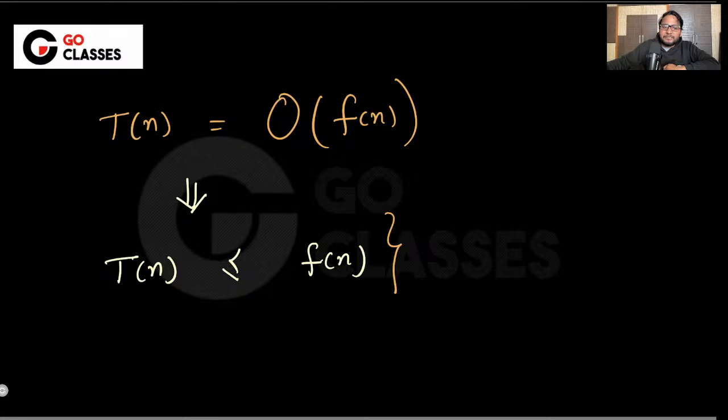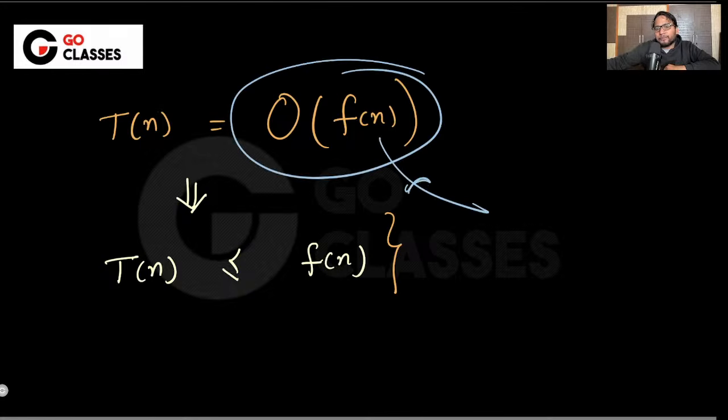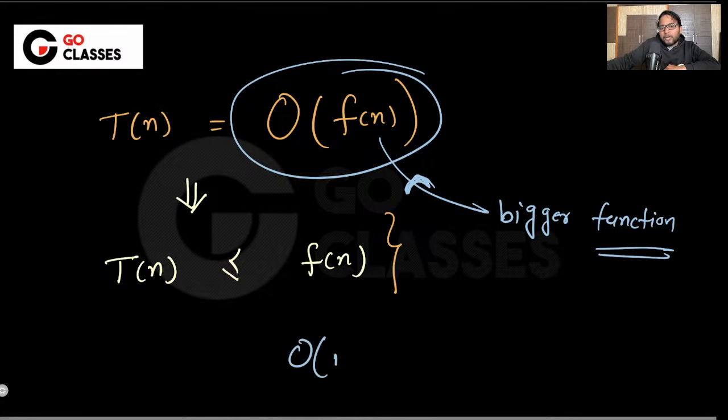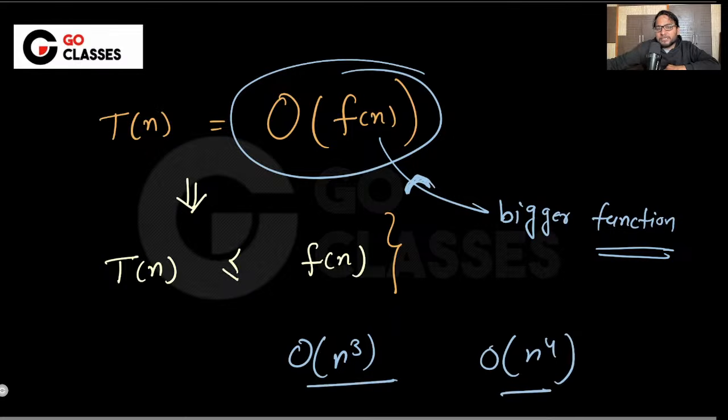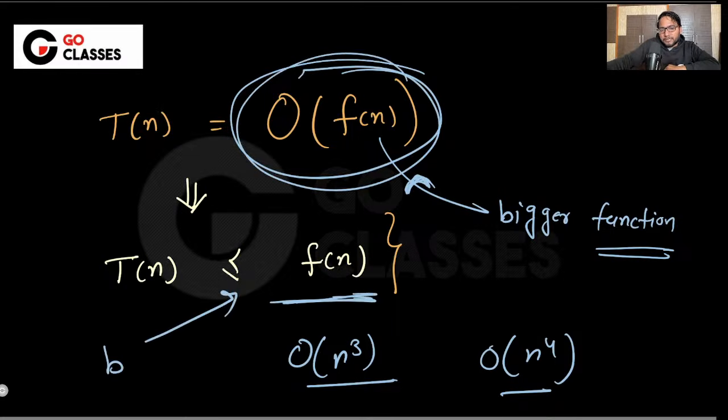You can remember it like this: in the big O, generally we write bigger functions. In a big O, it is a bigger function, which means generally we write order of n cube, or order of n power 4, like this. So these are generally the bigger functions. That's how you can remember that in big O there's a bigger function, which means this f(n) is bigger. That's how you can remember it. I hope that will be fine, how to remember this.